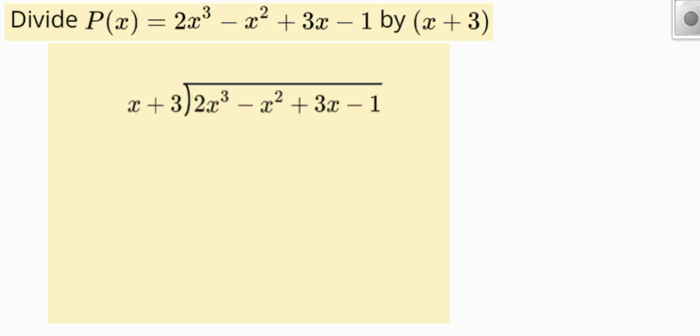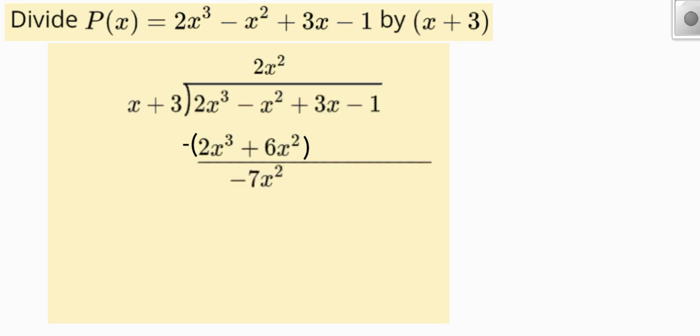I'll work out what do I times x by to make 2x cubed. And if we work that out, it'll be 2x squared. So 2x squared multiplies the x to make 2x cubed, and I also multiply the 3 by the 2x squared and get plus 6x squared. Now we subtract that pair from above, so I encourage you to put brackets around it with a negative in front so we don't forget to take away all terms. And if we subtract, we lose the 2x cubed and we get a negative 7x squared.